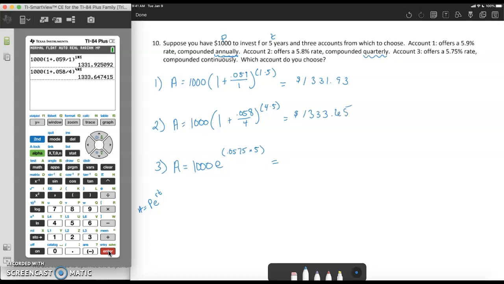Now let's check out this third account. Is the continuous compounding going to outweigh this slight drop in percentage rate? I don't know. So this one I need to do the second e, and then I have 0.0575 times 5 up in that exponent. So let's see, $1,333.09. So really, really close to account 2. Account 2 is technically the best one though. So I would choose this one.